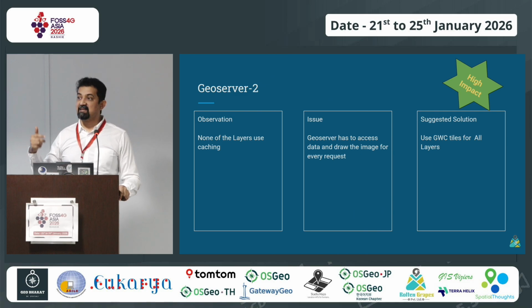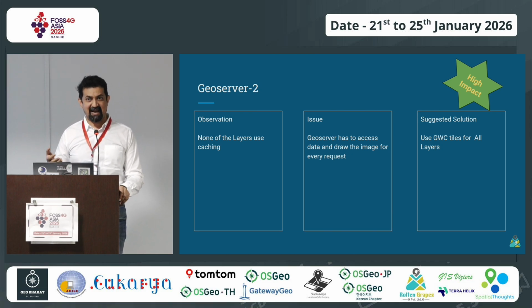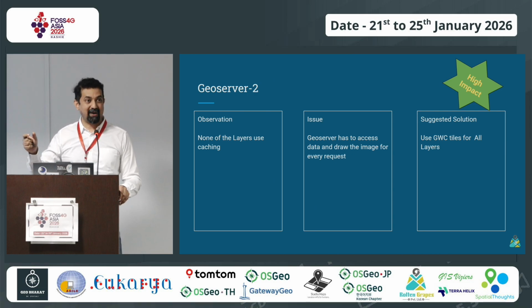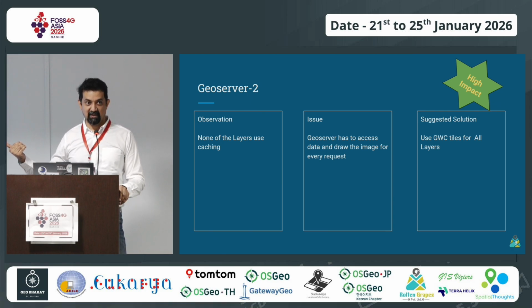Then we realized that none of the layers are using any caching at all. So again, this is a high impact kind of recommendation that if you make this one small change, there'll be a lot of difference in the usability of the application, the user experience itself. GeoServer comes out of the box with GWC, which you can use. And GWC is very often transparent to the user. What I mean by that is if you use just one parameter in your WMS request and you are making requests for tiles, it automatically gets cached by GWC. So this is something that you can look at as well.